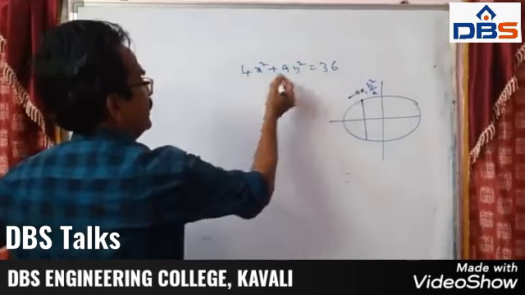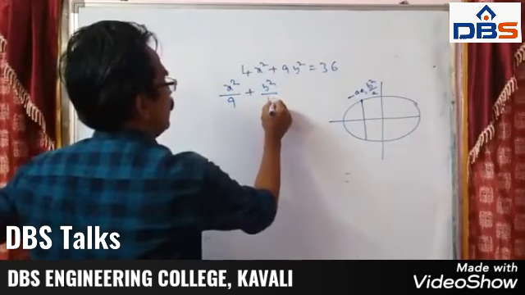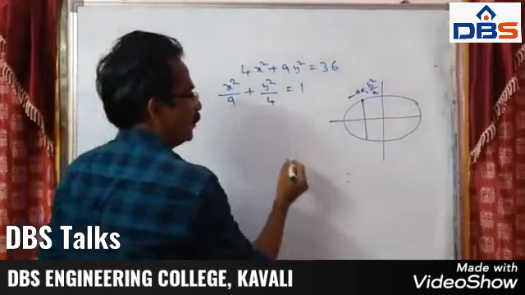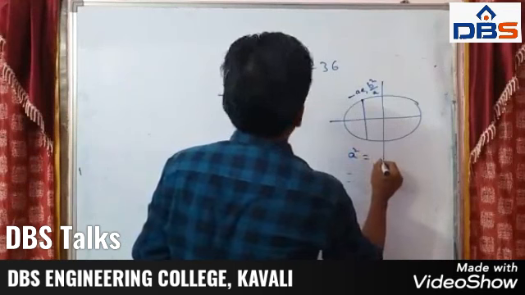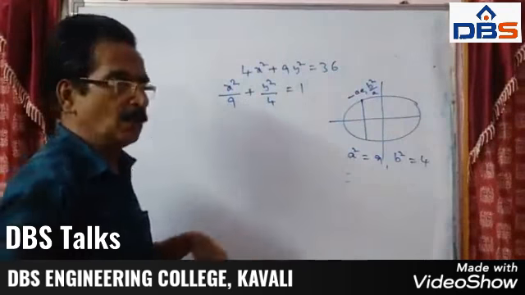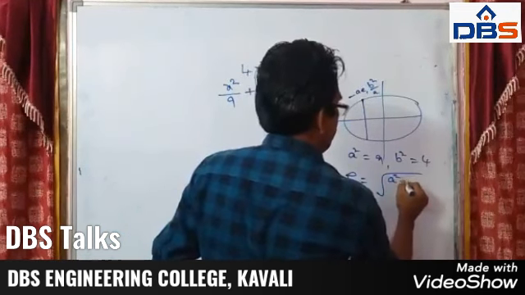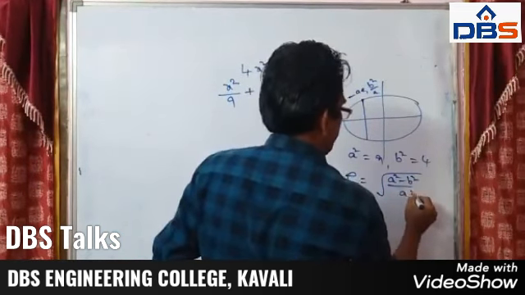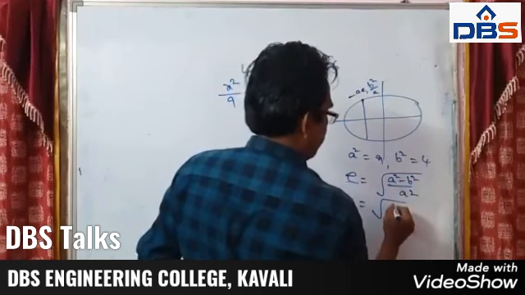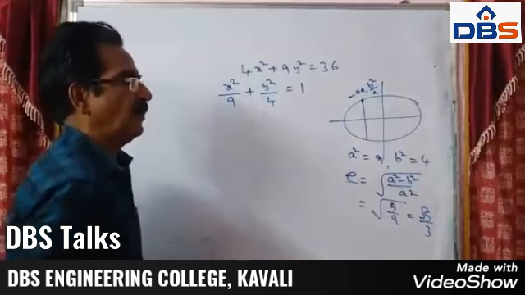Let us find. By dividing by 36, we get x square by 9 plus y square by 4 is equal to 1. So here a square is equal to 9, b square is equal to 4. Here a is greater than b. So e is equal to root of (a square minus b square) by a square, that is root of (9 minus 4) by 9, that is root 5 by 3. e is equal to root 5 by 3.